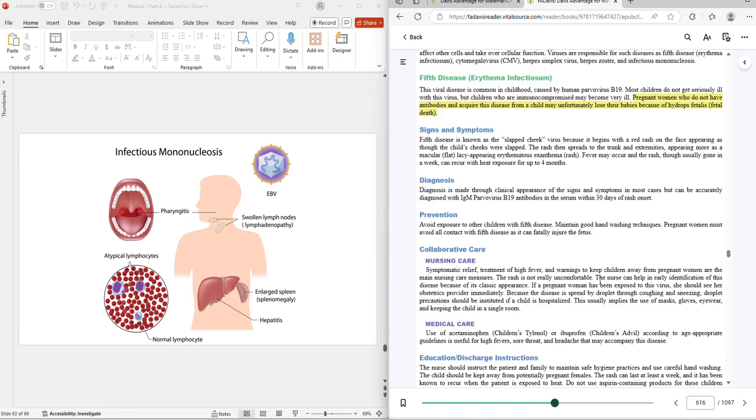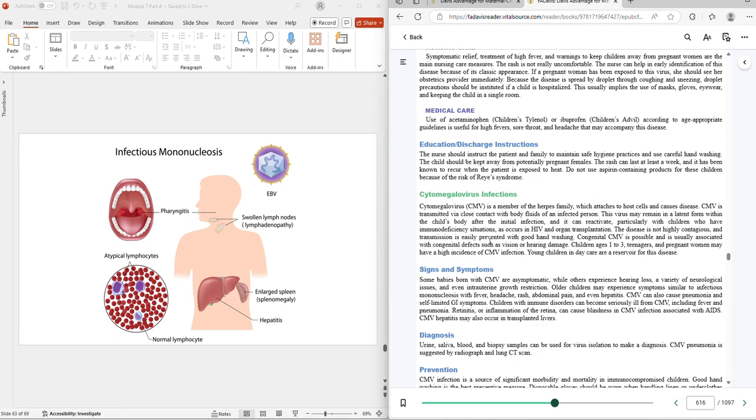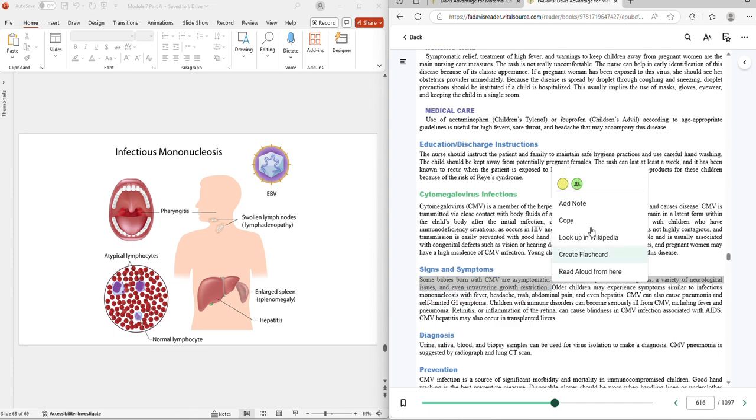Cytomegalo infections on page 617. It's herpes family, okay? So it's important for you to know that you cannot be around any infants, newborns, with anything like this, okay? As nurses, as anybody. Some babies born with CMV are asymptomatic, but some can experience hearing loss. So it's very traumatic.